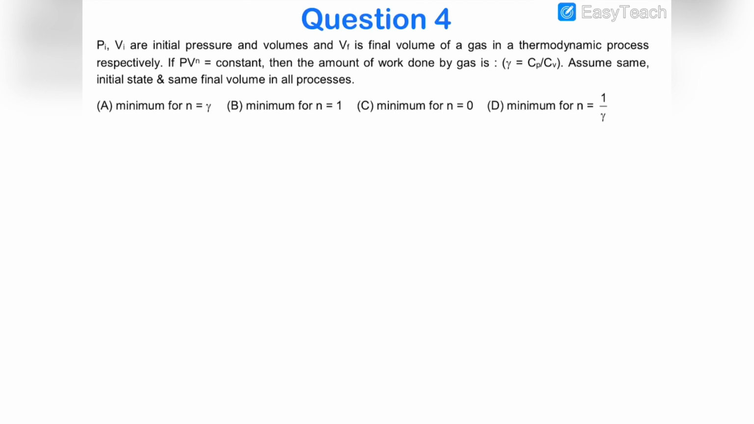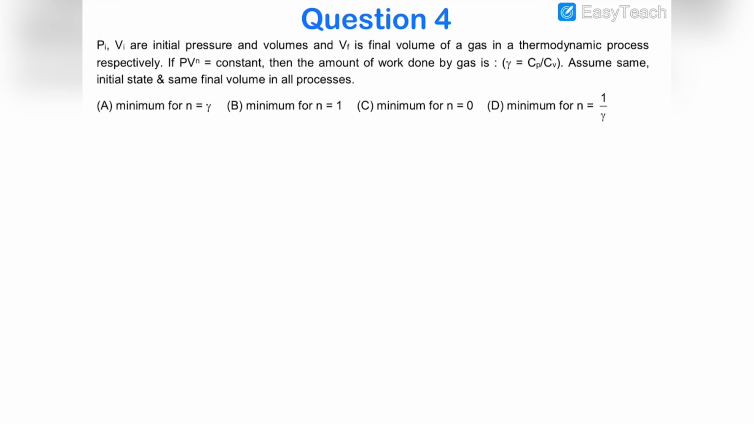In this question, you can see that there is an ideal gas and it is going through a process PV to the power n is equal to constant, where P initial and V initial are the initial pressure and volume of the gas, and V final is the final volume of the gas. So we have to find out in which case the work done by the gas would be minimum.